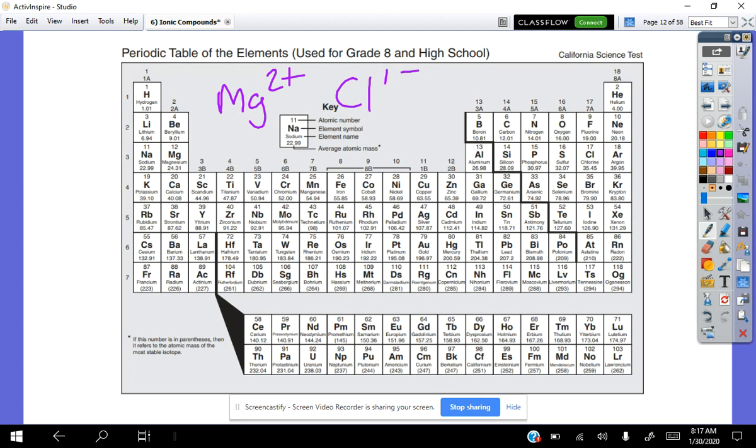Now, what we'll talk about in a later lesson is how these charges have to balance out. If you add them together currently, we're not going to end up with a neutral ionic compound. So we have to figure out how we can adjust to make it neutral. And that will be the topic of our next lesson.